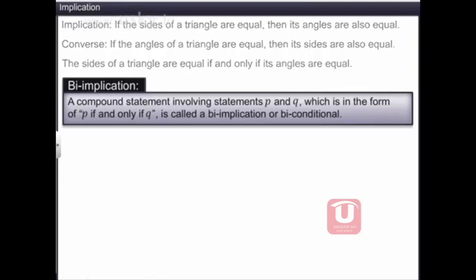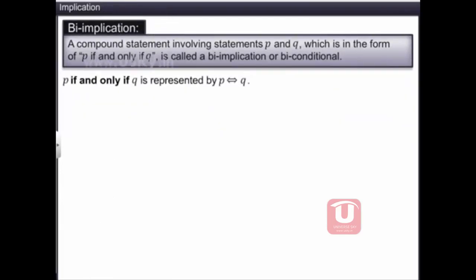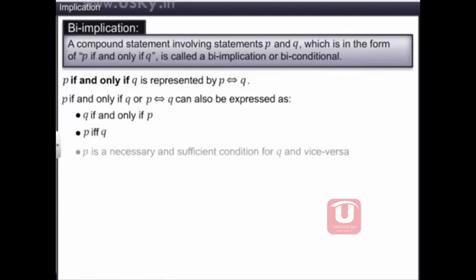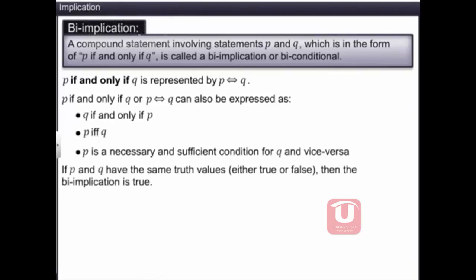A bi-implication is represented by a double imply symbol. The bi-implication P if and only if Q can also be expressed as shown. Remember here that if P and Q have the same truth values, either true or false, then the bi-implication is true. If either P or Q is false, then the bi-implication is false.